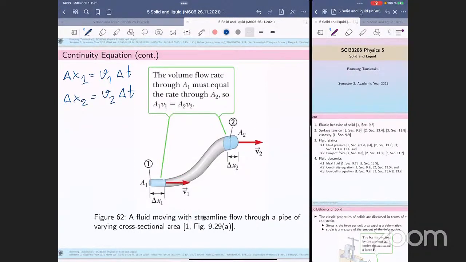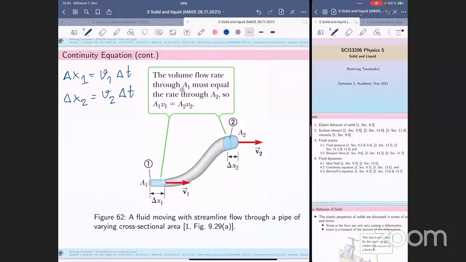Okay, a fluid moving with streamline flow through a pipe of varying cross-sectional area, from A1 to A2. Yes, the volume flow rate through A1 must equal the rate through A2. So A1 V1 equals A2 V2.